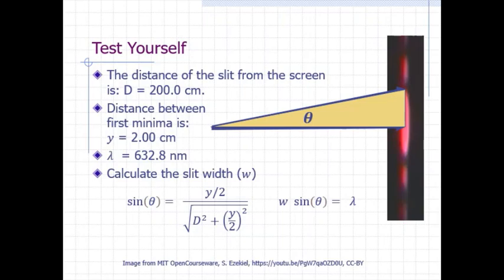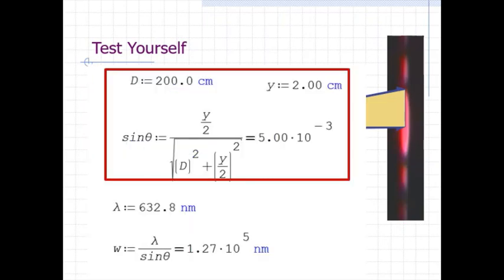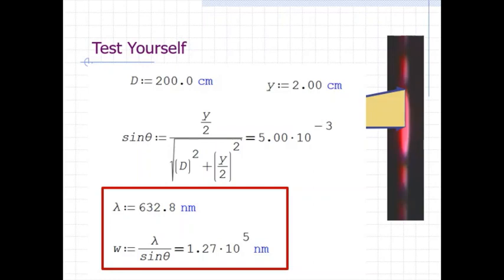We have enough information to calculate sine theta, and we are given lambda. So we calculate W as lambda divided by sine theta. Here's the calculation of sine theta from D and Y, and here's the calculation of W from lambda and sine theta.